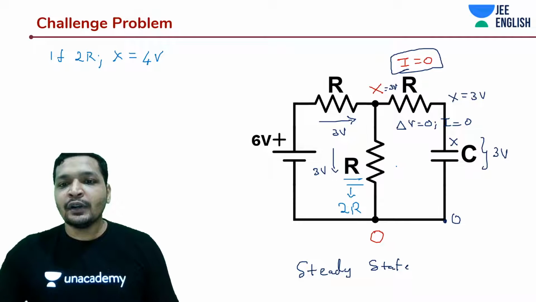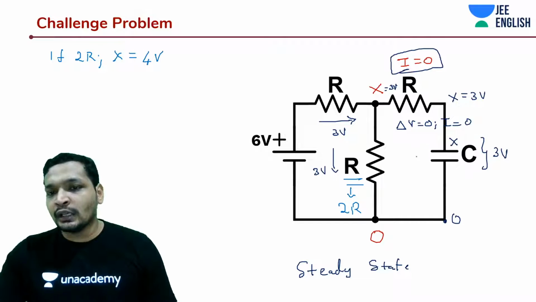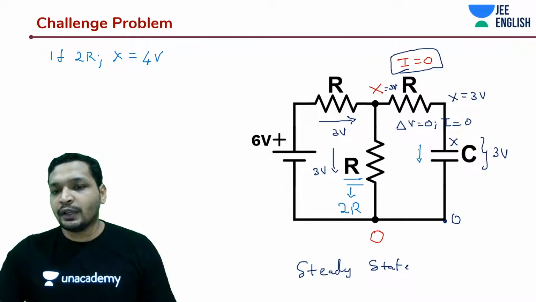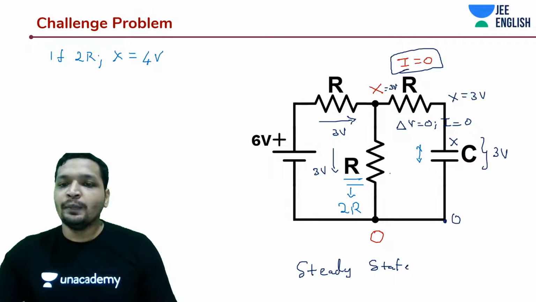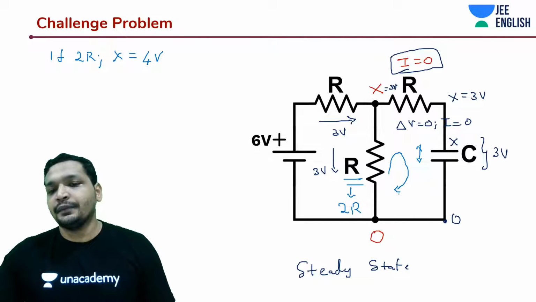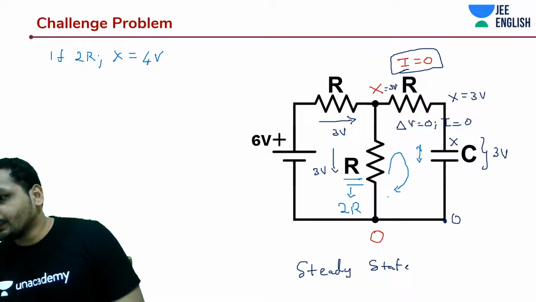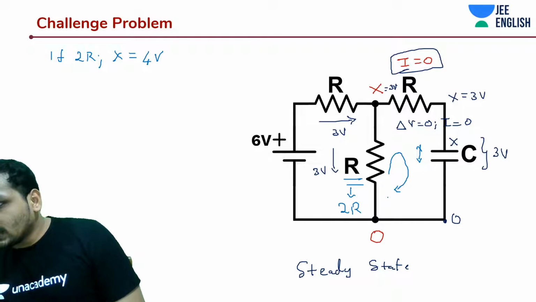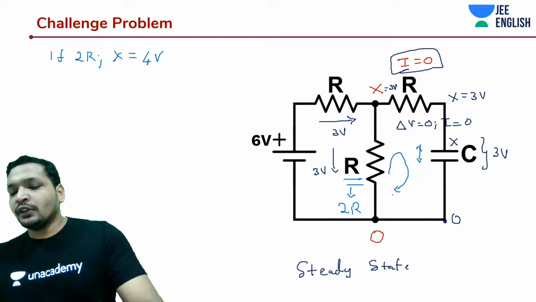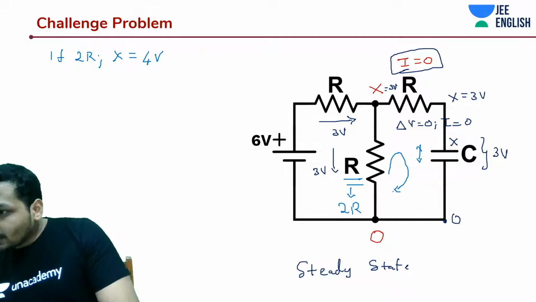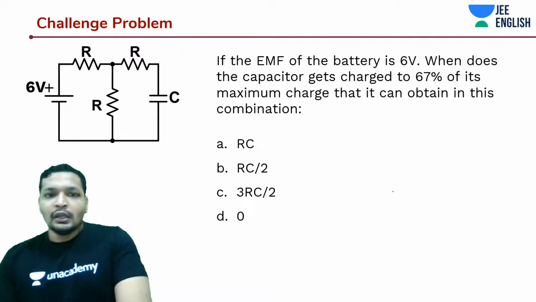And another way to understand is that no current is flowing through it, but some potential is dropping across this. You can run a loop analysis in steady state. Okay, you can do this later. Anyway, let's get into the most important concept. Any doubts? Okay. All right.